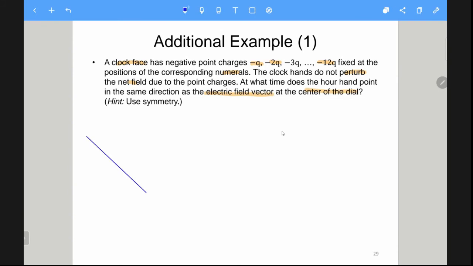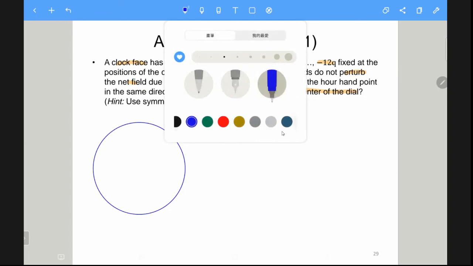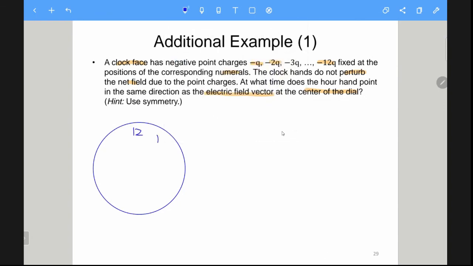So it tells you that now we have a circle. A circle should be something like this. So we have a 12, 1, 2, 3, 4, 5, 6, 7, 8, 9, 10, 11. Okay, the clock face. I hope you still know what is a clock face. Yeah. So it tells you that for 1, we have negative Q here. We have negative 2Q here. We have negative 3Q here. So on and so forth up to here, negative 12Q.